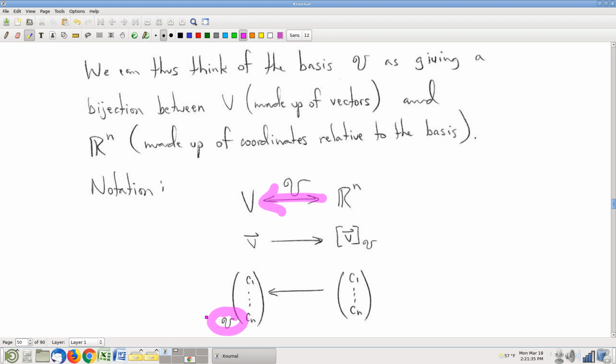So if you see me write a subscript on the left instead of the right, that means don't think of this as a vector that I'm converting into coordinates. Think of this as I started with a list of coordinates, and this is the corresponding vector. All right, how are we doing? Pause for questions.